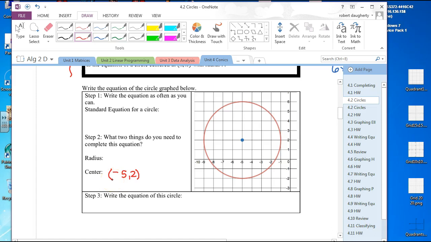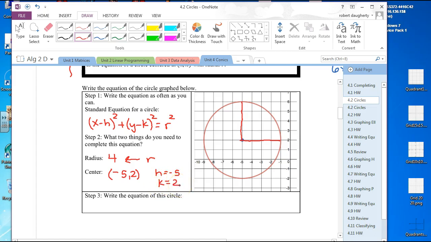And what is the radius of this circle? If I look at this circle and I go 1, 2, 3, 4, any direction I go, 1, 2, 3, 4, the radius is 4. So the equation of this circle, and what you might want to do in this section, as often as you can, is write down the formula. That will keep you from having to memorize these formulas later. So X minus H squared plus Y minus K squared equal R squared. So this is R, H is negative 5, K is 2.